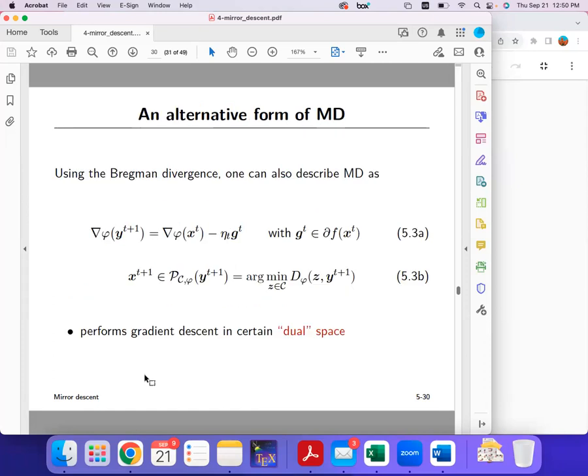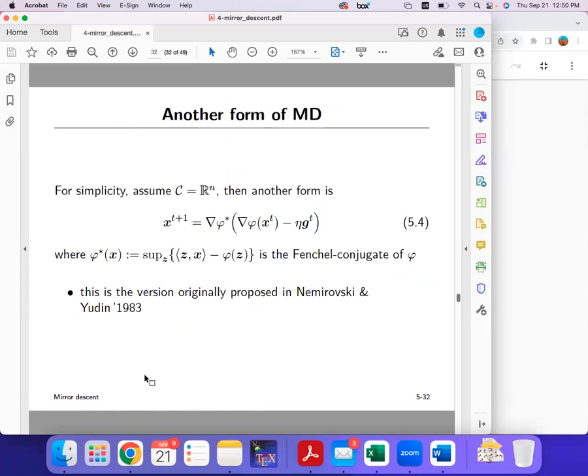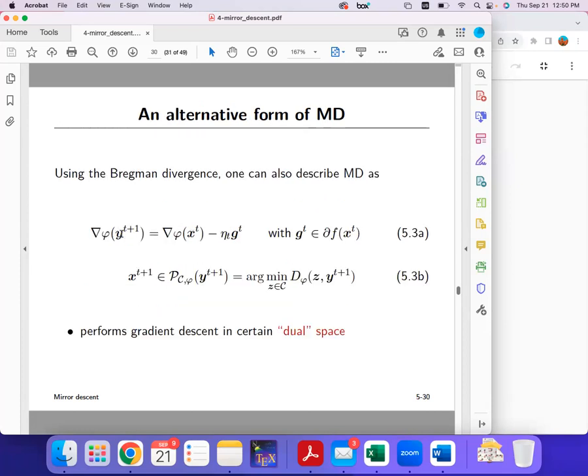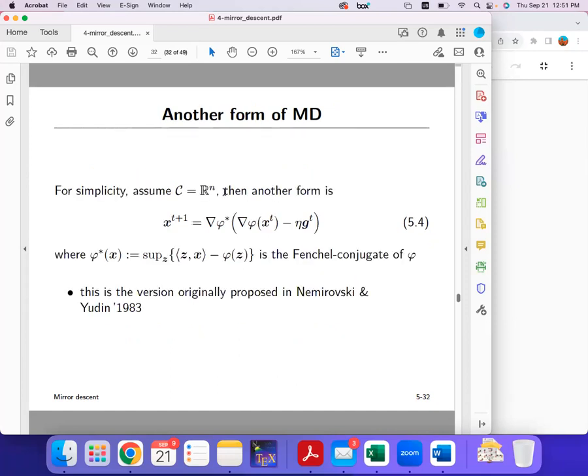We can actually combine these two steps in one line. The first line is about yt plus 1, and then we can solve for yt plus 1 and plug it into the second line. Okay. And this will be combined into such a closed form. Well, this star means this phi star corresponds to the conjugate function of this phi. Okay. Phi star x is defined in such a way as the conjugate function.